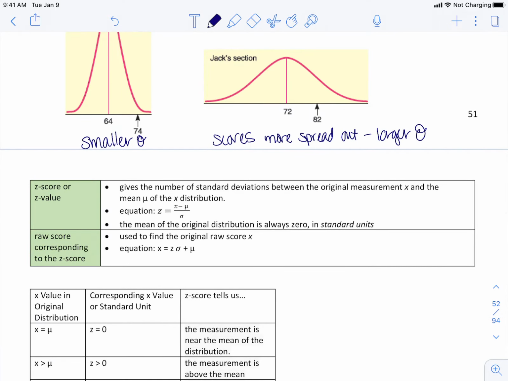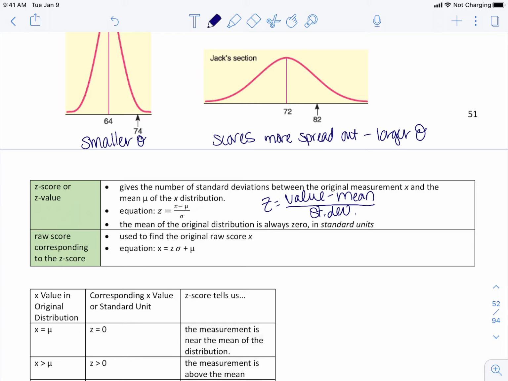We're going to talk about a z-score or z-value today. This gives the number of standard deviations between the original measurement x and the mean mu of the x distribution. Our equation is z equals x minus mu over sigma. The mean of the original distribution is always 0 in standard units. We're going to see this formula a lot, so I'm going to write it in words for you. It's always your value minus the mean divided by the standard deviation.